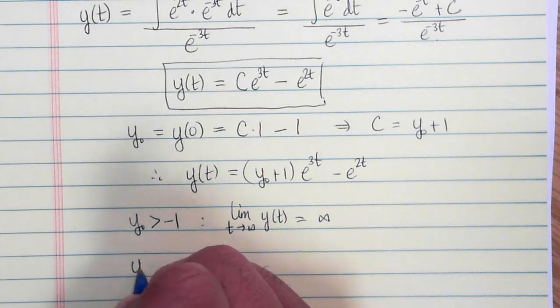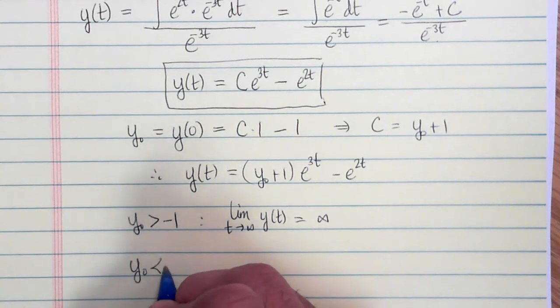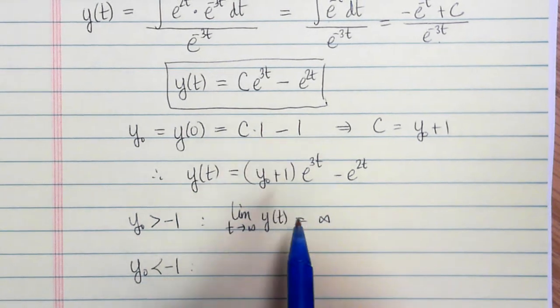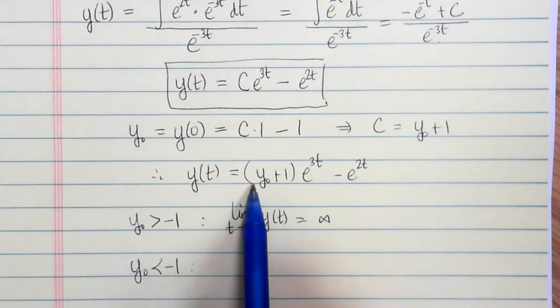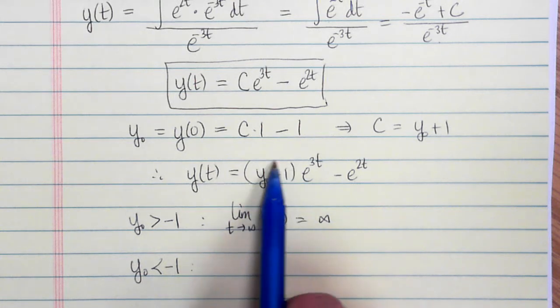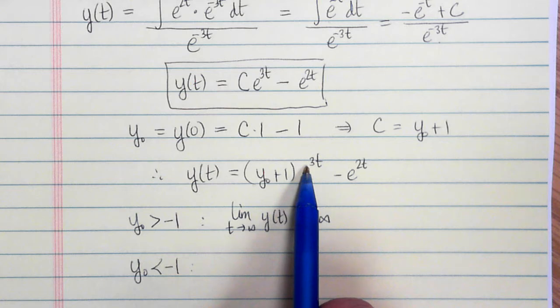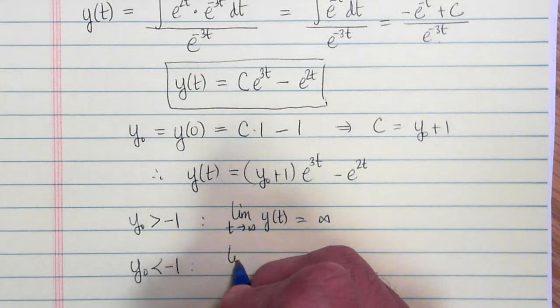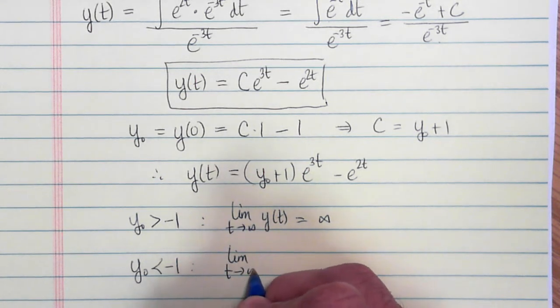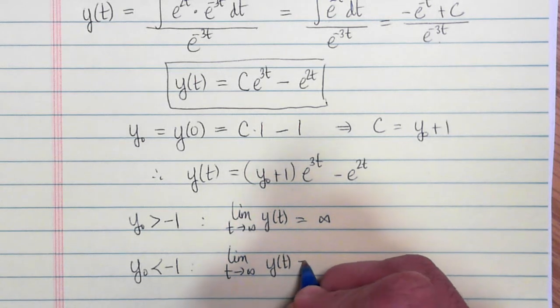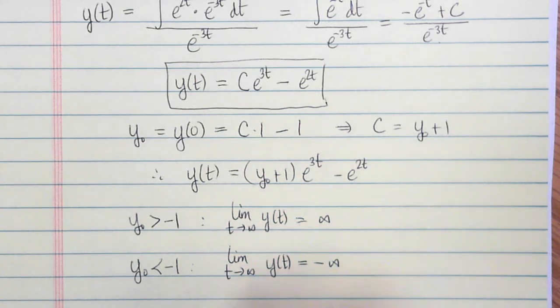On the other hand, if y naught is less than negative 1, then what I see here is going to be a negative number. So a negative number times something blowing up to positive infinity is going to blow up to negative infinity. So the limit as t goes to infinity of y of t is equal to negative infinity.